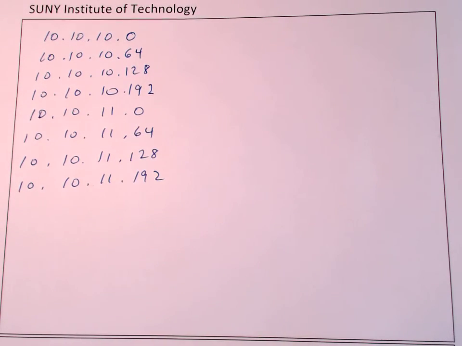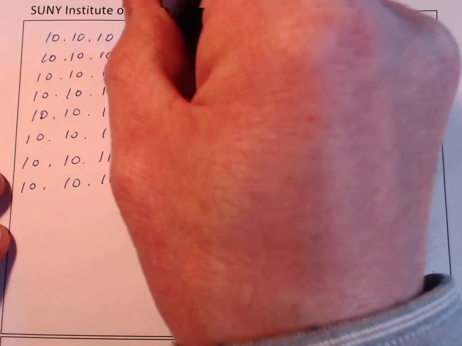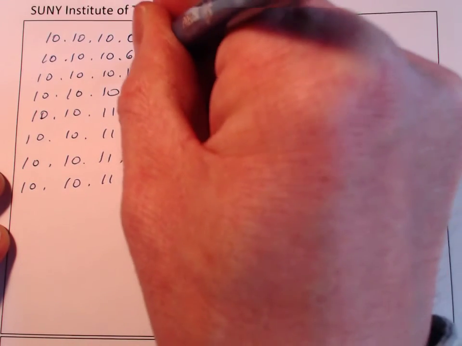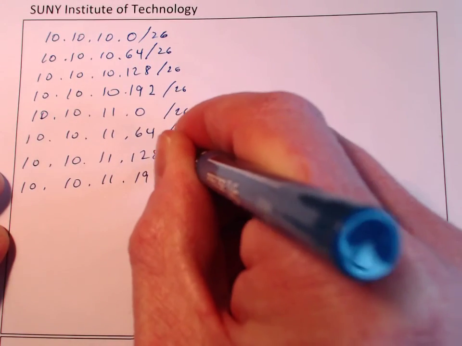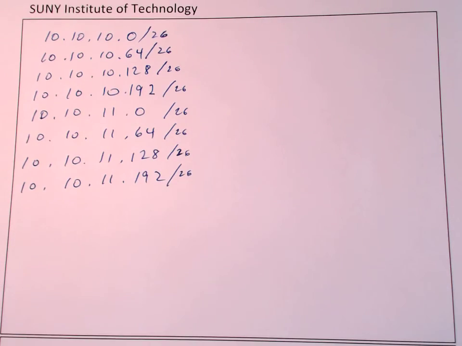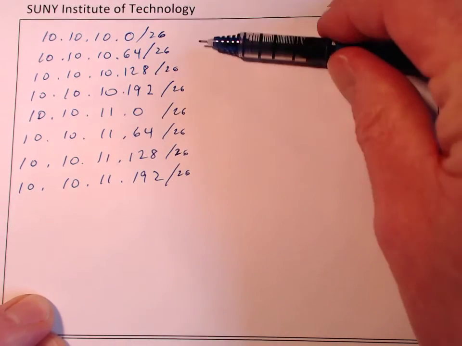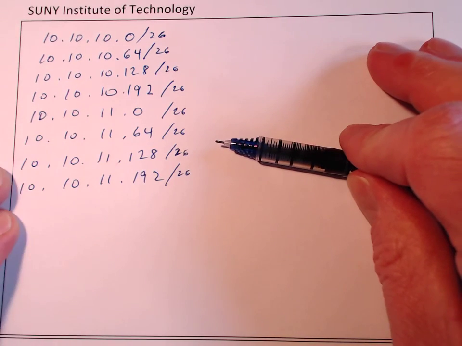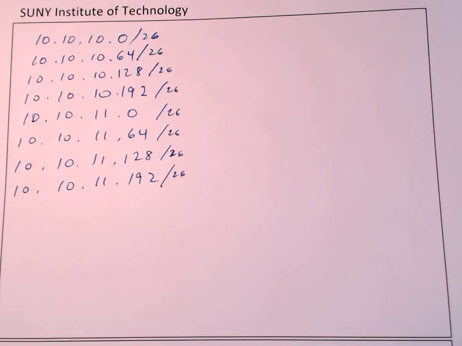Okay, and now what's the slash value on here? Well, the slash value includes not only the network bits but also the S bits. So this is going to be a /26 network on all of these. Those are the 8 network IDs, and it's very easy to write down also the first, last, and broadcast addresses for these. But this is all the problem asked for, so I'm going to leave it there, and I hope that helps and is clear.